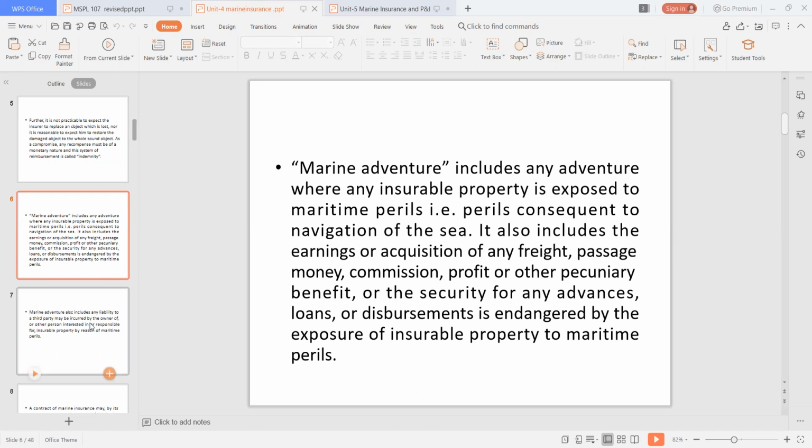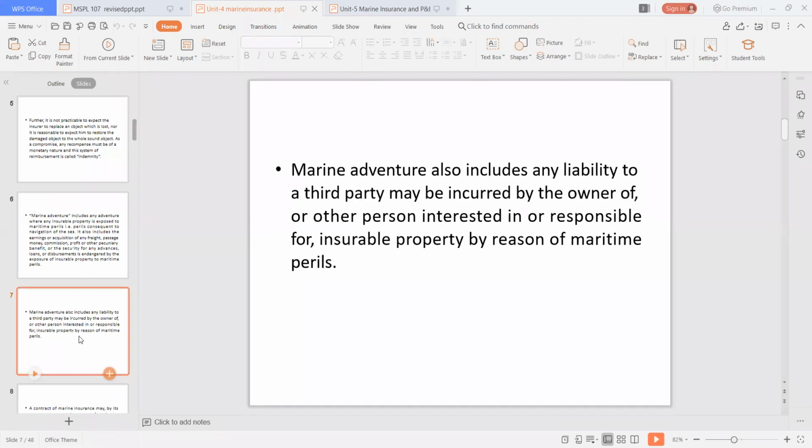So, what do you mean by marine adventure? So, this is one of the things. Marine adventure also includes any liability to a third party which may be incurred by the owner of, or other person interested in or responsible for, insurable property by reason of maritime perils. Okay. So it is called a maritime adventure. What are the perils that happen in everything? So marine adventure, the importance of marine adventure.